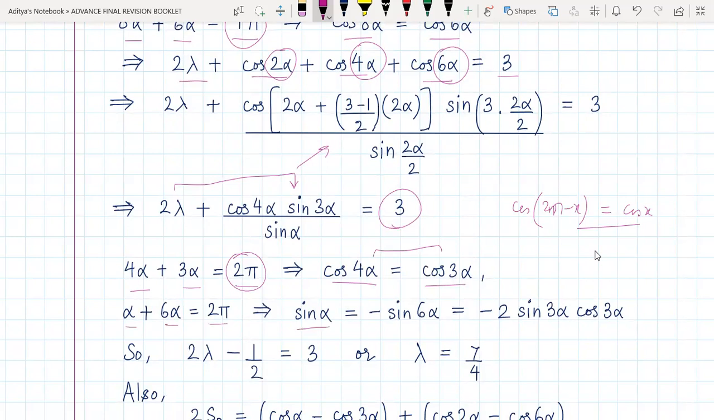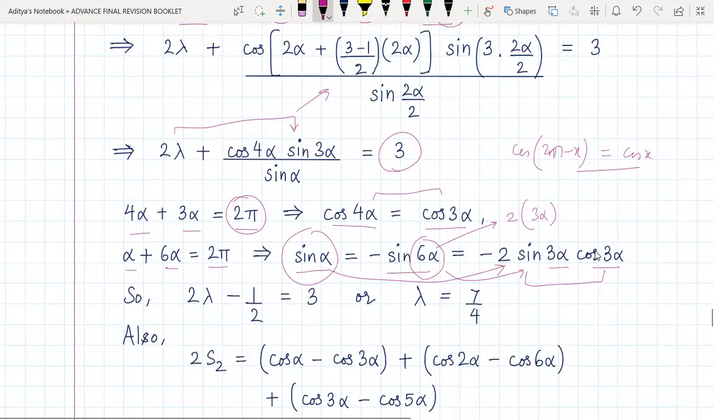So sine alpha would be equal to negative sine 6 alpha. That is also very obvious because sine of 2n pi minus x would be minus sine x. So basically what I'm able to do is write this as 2 sine 3 alpha cos 3 alpha, because I can express this angle as twice of 3 alpha, and then I'm using the expansion formula of sine 2 theta, and that's the reason why I've been able to write it in this form. And of course this entire thing is indeed equal to sine alpha.